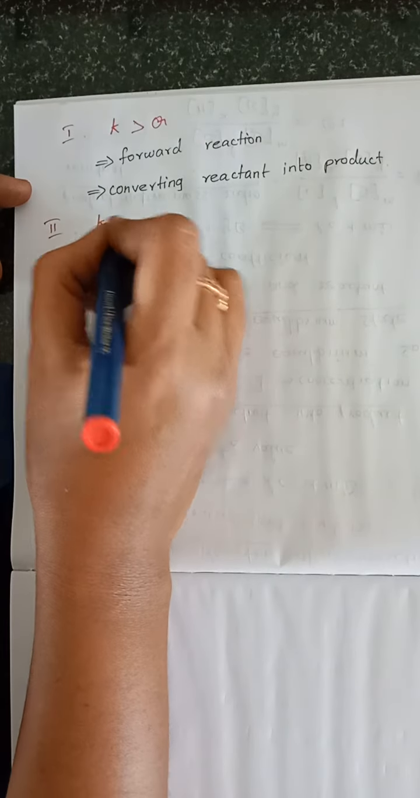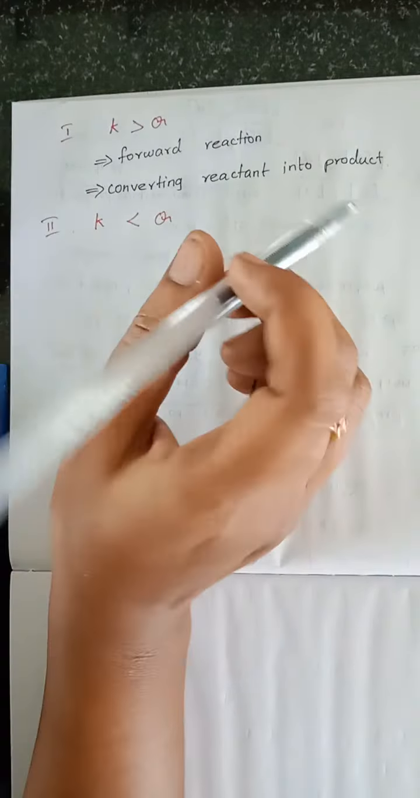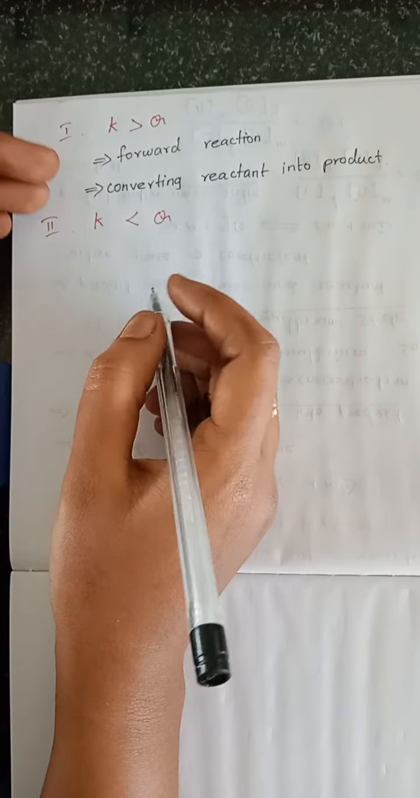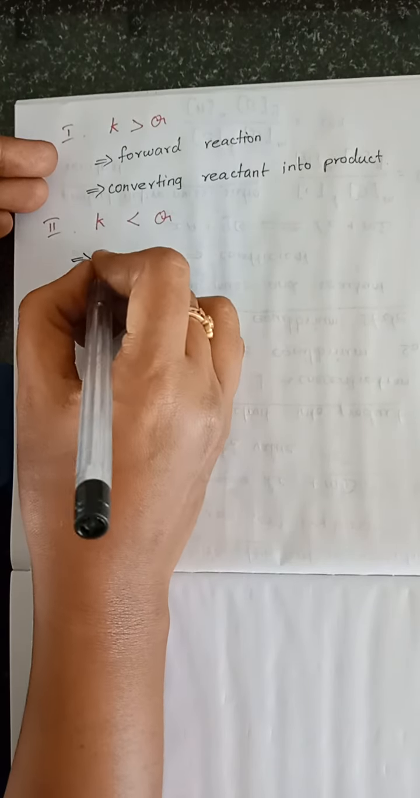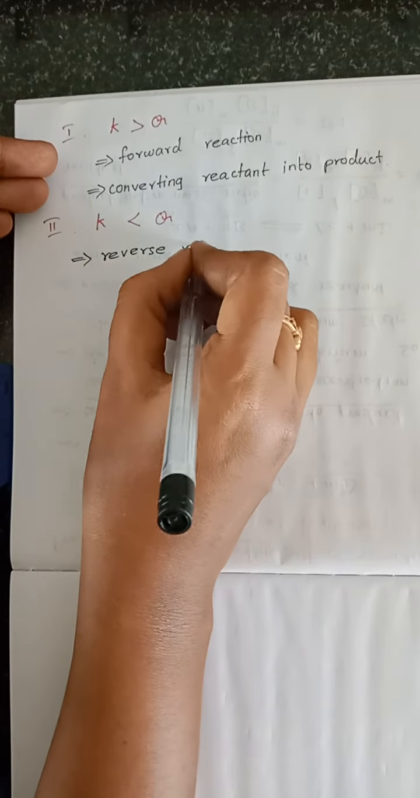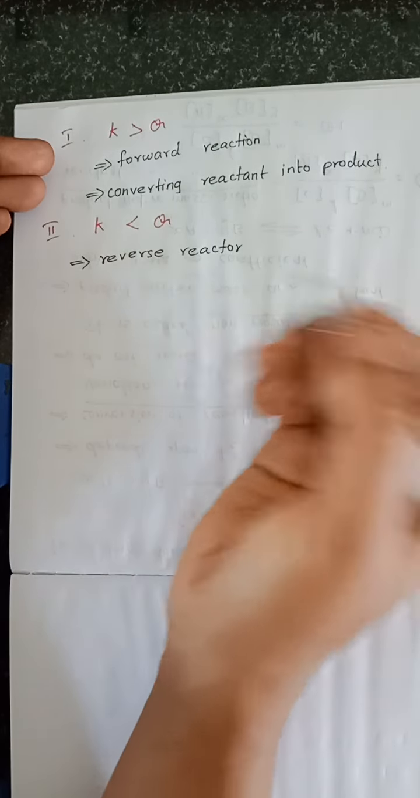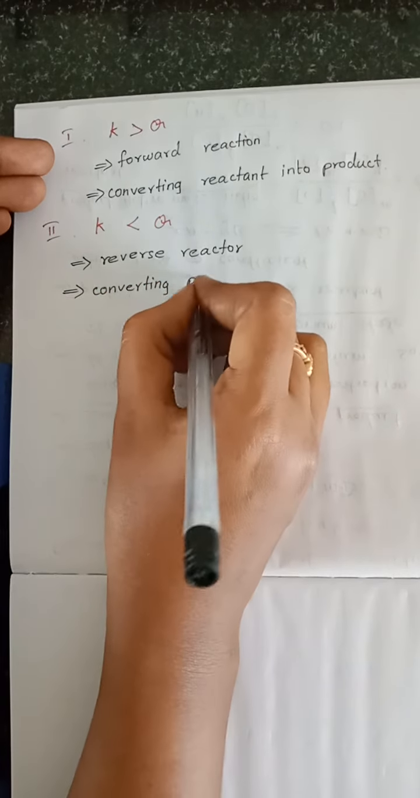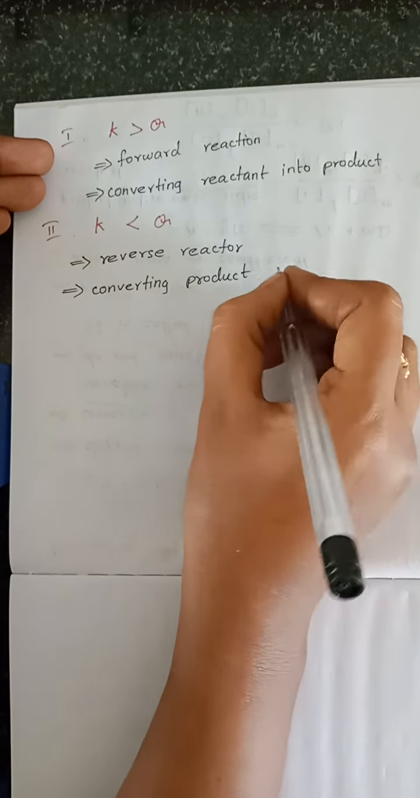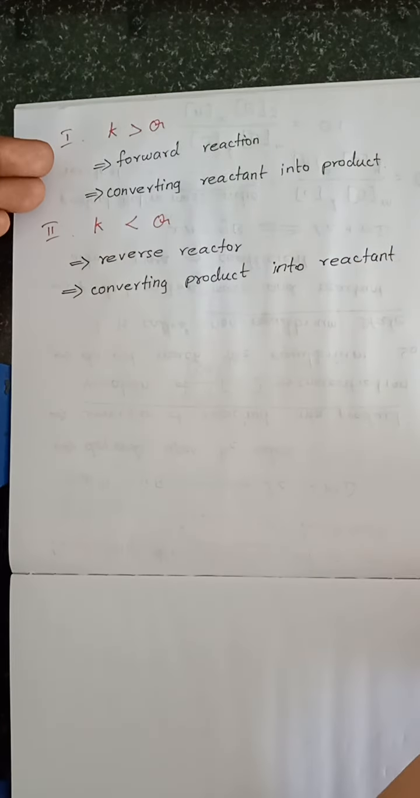Then the second case: K is less than Q. The K value is less than Q, so the reaction proceeds in the reverse or backward direction, converting product into reactant.